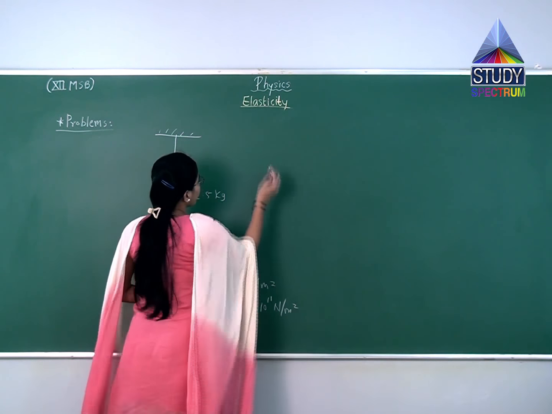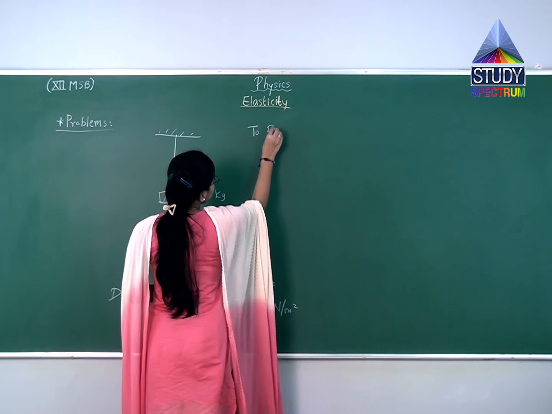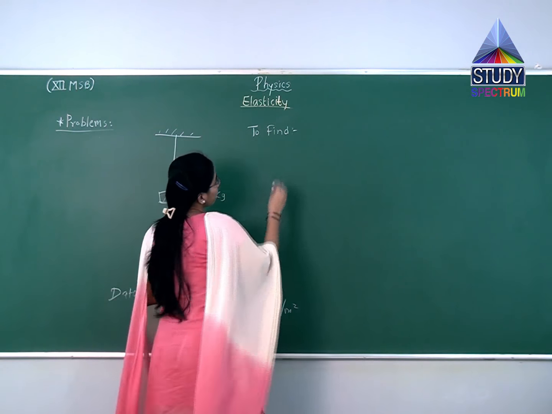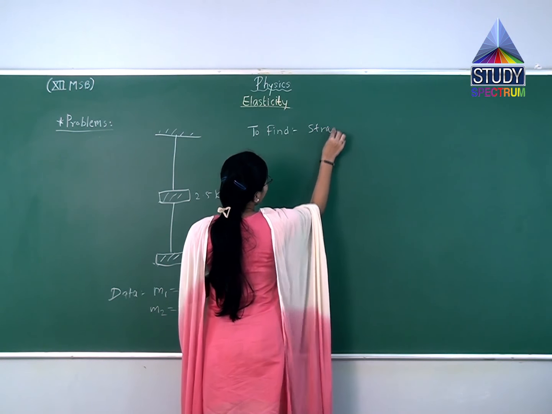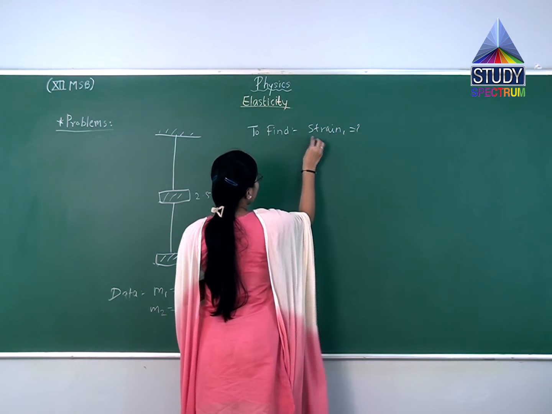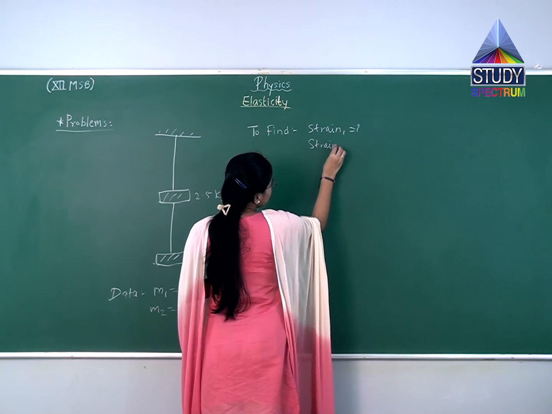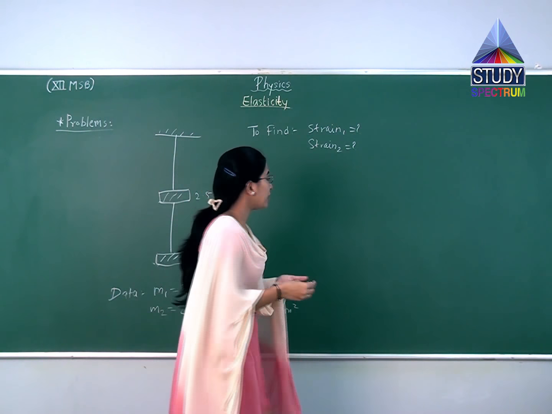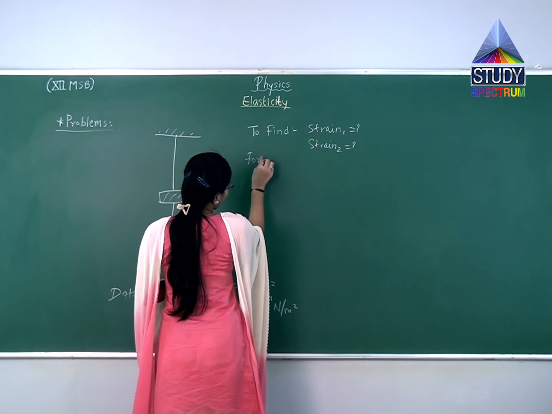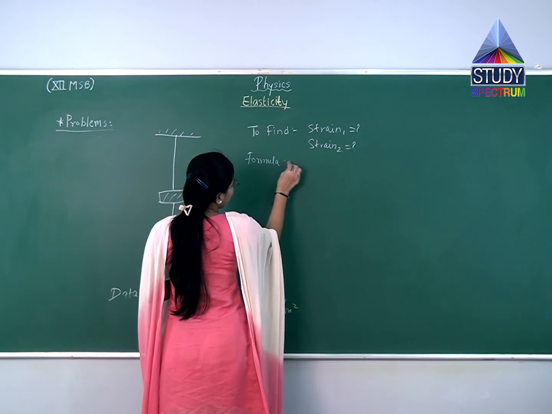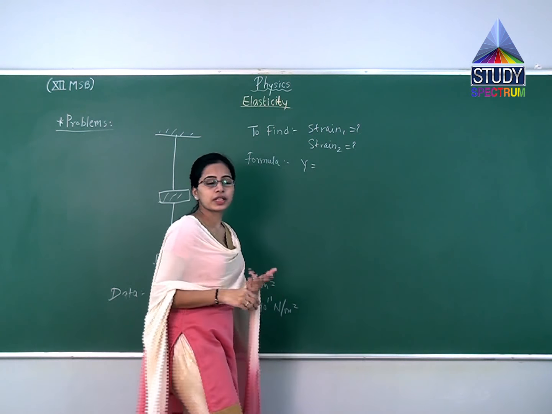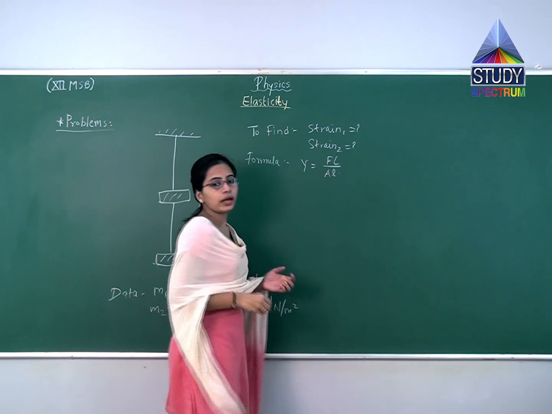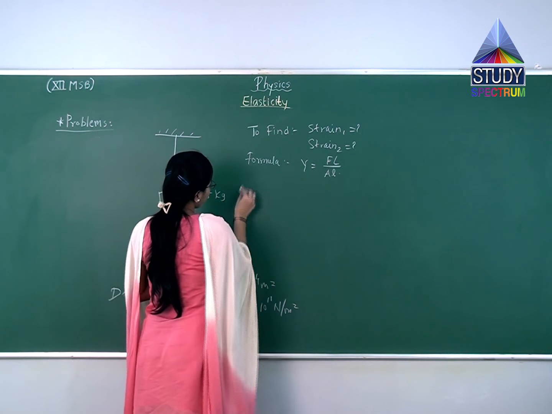Now here we have to find strain in the first case. So we will just say strain 1 is how much and strain 2 is how much. Now the formula that we will use here is the formula of Young's modulus, FL upon AL. Now let us start solving.